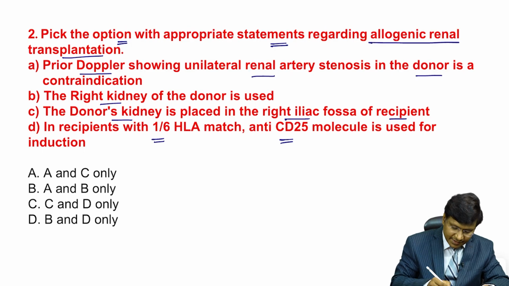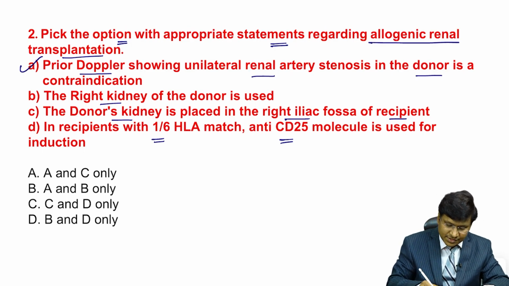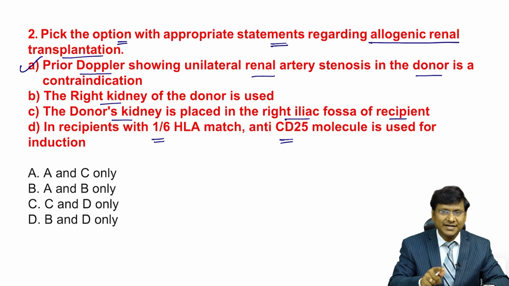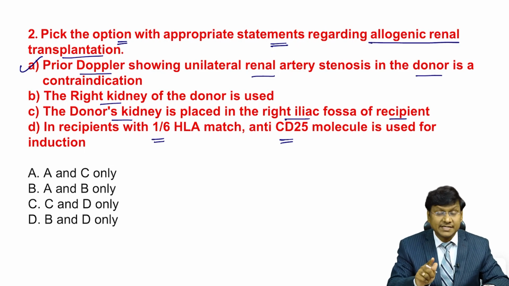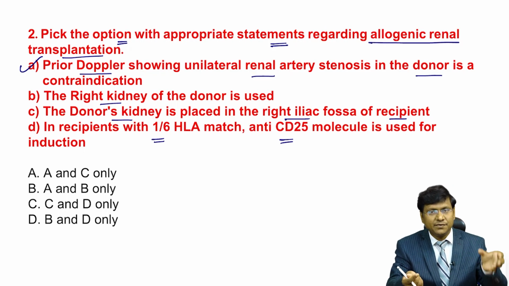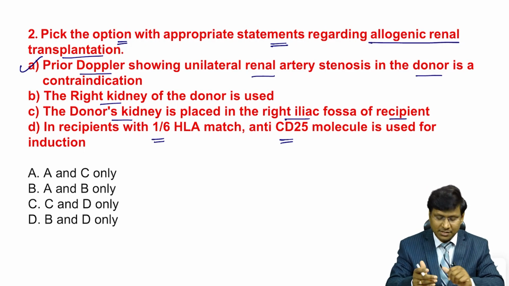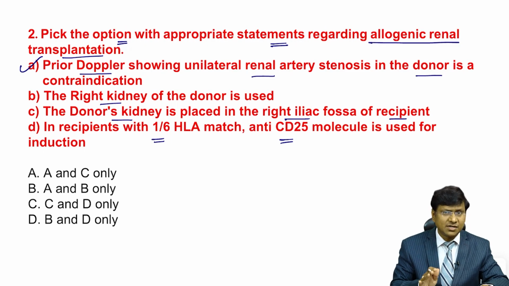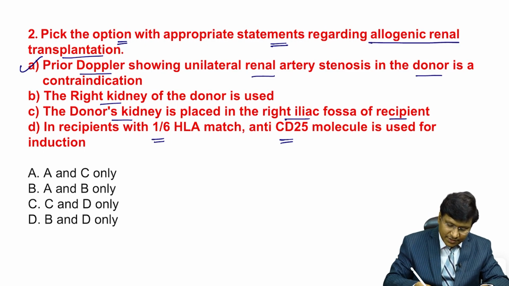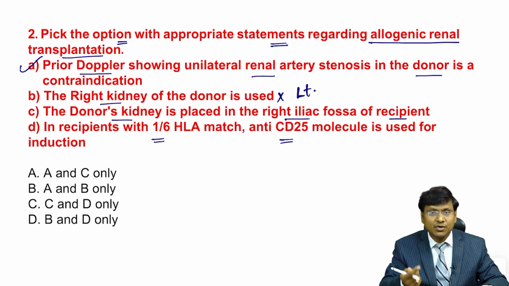The correct answer is that a prior Doppler is very much required in the donor. If there is unilateral renal artery stenosis, it's a contraindication for donating the kidney, because if you take out the normal kidney, the kidney which has renal artery stenosis will have a greater chance of renal failure in the progress of the donor. So unilateral renal artery stenosis is a contraindication. And is the right kidney of the donor used? No, it is the left kidney of the donor that is taken. Why? Because of the longer renal vasculature.